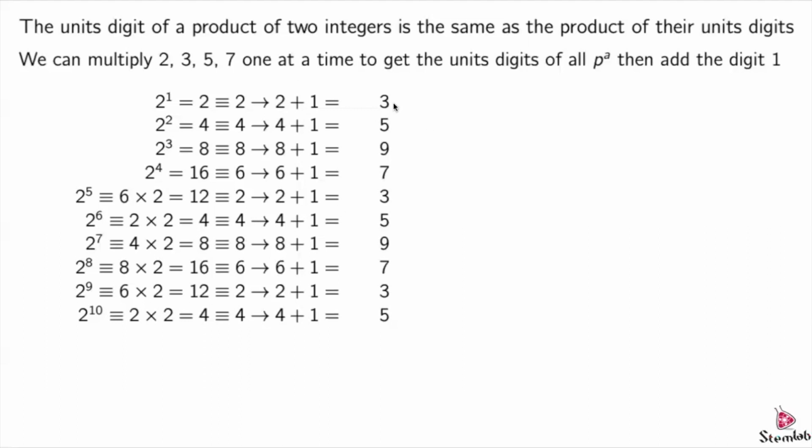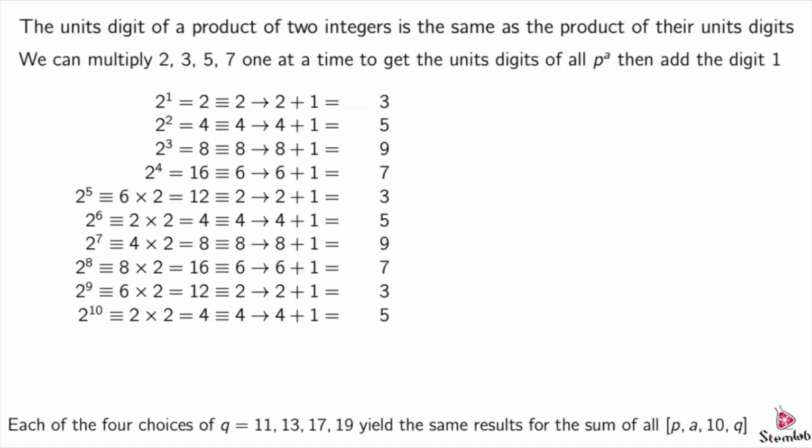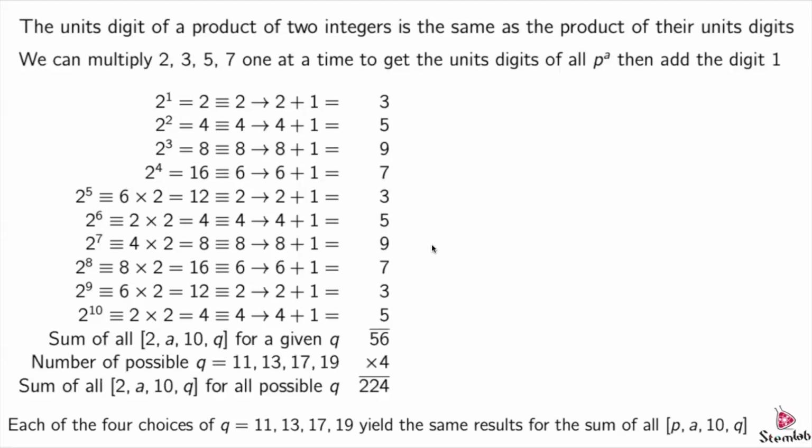For this set, for example, for Q equals 11, we have 3, 5, 9, 7, 3, 5, 9, 7. So for Q equals 11, we can just find the sum of these and then multiply it by 4 to cover Q equals 11, 13, 17, 19. So for all values of [2, A, 10, Q], we have the sum being 224. Now we just have to cycle through P, which is currently 2, and find the other sums.